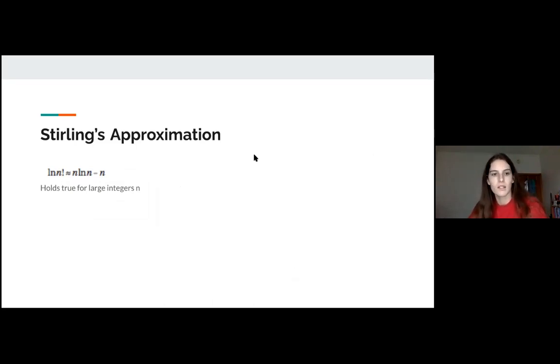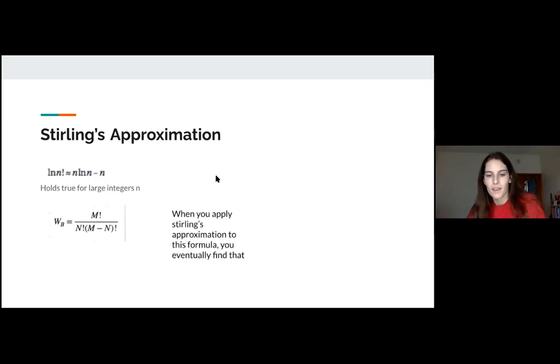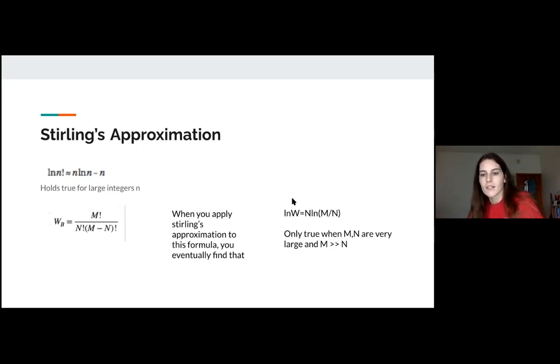For this approximation, you can use it to determine that W equals m factorial divided by n factorial times m minus n factorial is actually the same as ln of W equals n times ln of m divided by n. If you want to look at the derivation, it's in the lecture notes in the textbook. And this is only true when m and n are very large and m is much greater than n. You don't necessarily need to memorize the derivation, but you should be able to apply Stirling's approximation to derive this equation.